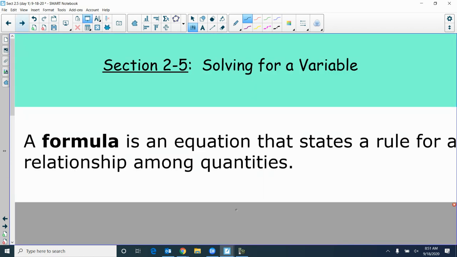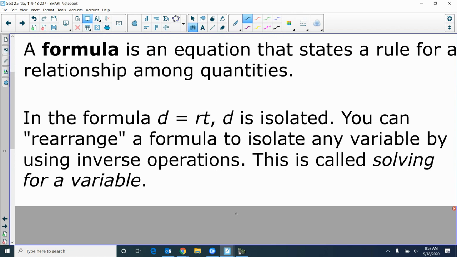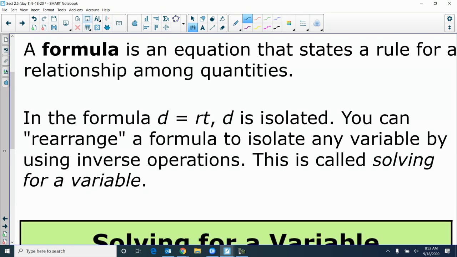A formula, okay, so fill this in, is an equation that states a rule for a relationship among quantities, like the length and the width. We multiply those together to get area. The height, okay, we multiply those together. So we want to manipulate these formulas. I used this earlier in the formula d equals rt. d is isolated. You can rearrange a formula to isolate any variable by using inverse operations. Basically what we've been doing all along. This is called solving for a variable.